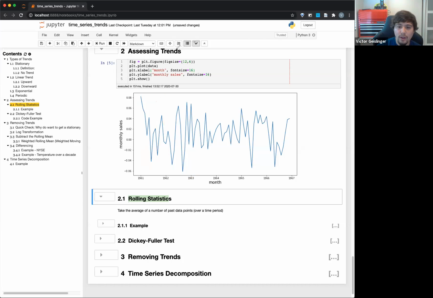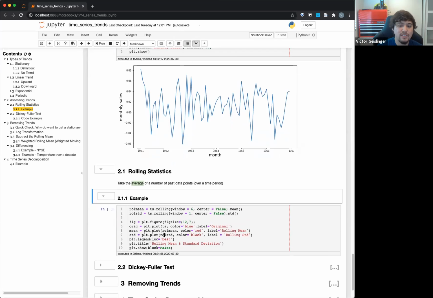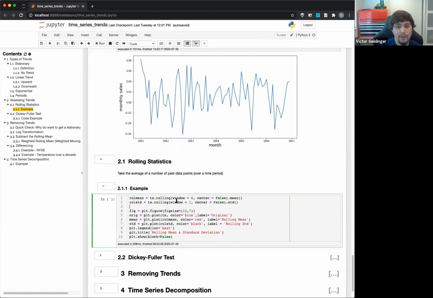Commonly I say average here, but it really doesn't have to be average. It could also be the standard deviation or other metrics. But usually it's the average of a number of data points over this time period. So it's easier to see an example, and you can see the rolling window.